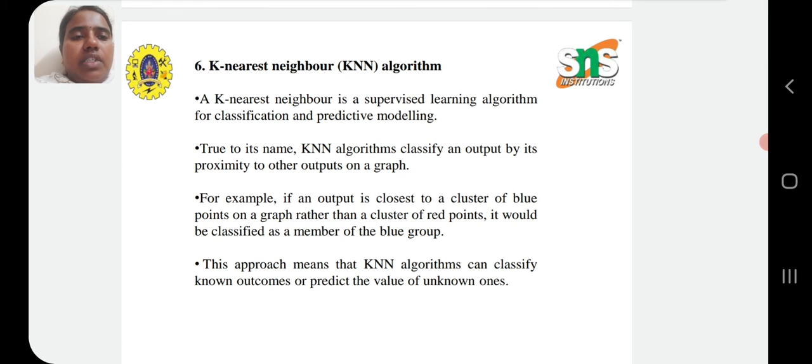This approach means that KNN algorithms can classify known outcomes and predict the value of unknown ones.